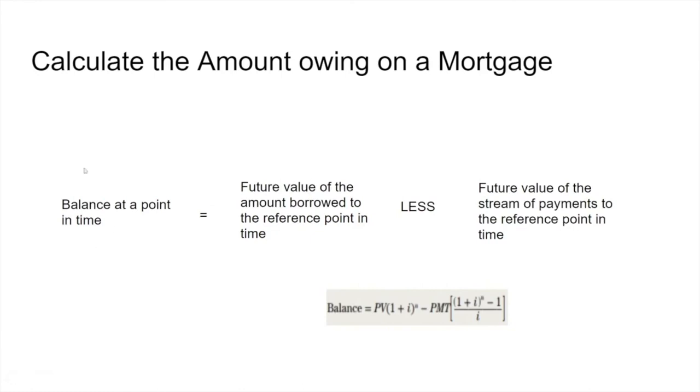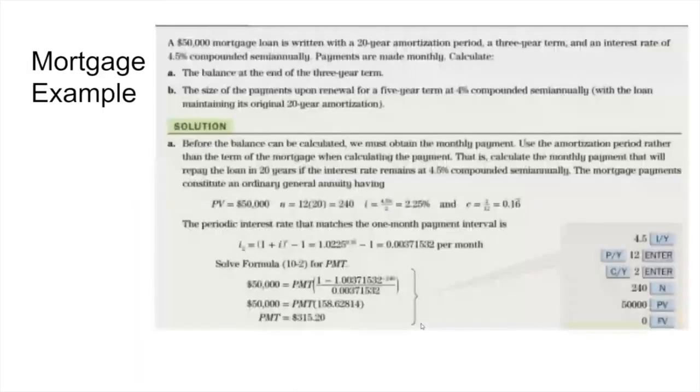So the balance at any point in time is the future value of the amount borrowed at the reference point in time, less the future value of the stream of payments to the reference point in time, which is exactly what we've done for the retrospective method. This is the formula that we've just finished. So when you're doing a mortgage, it requires just that one extra step, which is to calculate the I2.